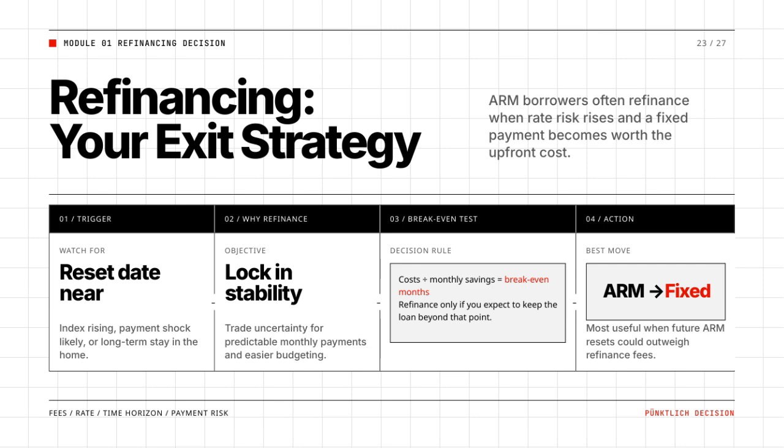To decide whether refinancing is worthwhile, use the break-even test. This means dividing the refinancing costs by the monthly savings you'll gain. Only proceed if you expect to stay in a home long enough to surpass that break-even point. The best move for many ARM borrowers is to switch from an adjustable rate mortgage to a fixed rate loan.